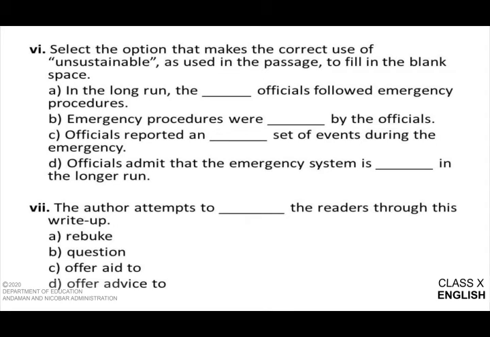Now, look at the next question. The author attempts to, there is a blank, the readers through this write-up. Rebuke, question, offer aid to, or offer advice to. So, what is the writer trying to do? What is he trying to attempt? He is trying to offer advice to. So, option D would be the right option.